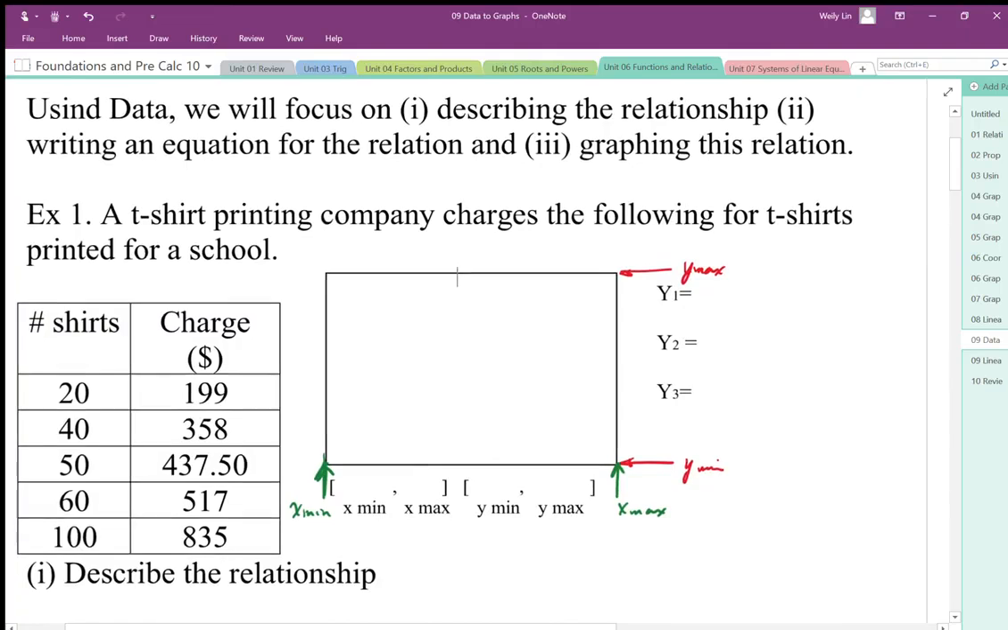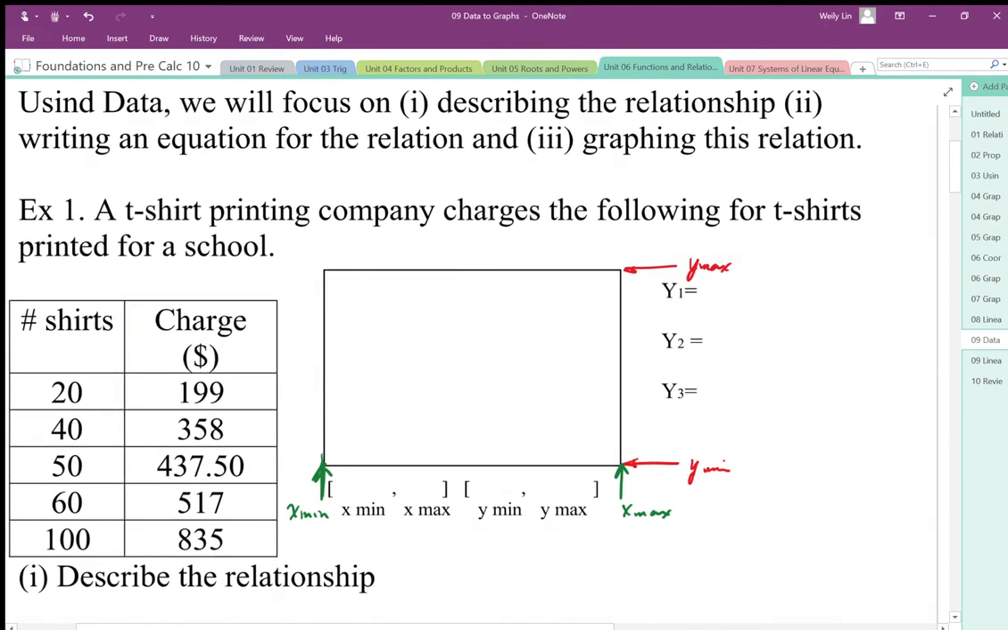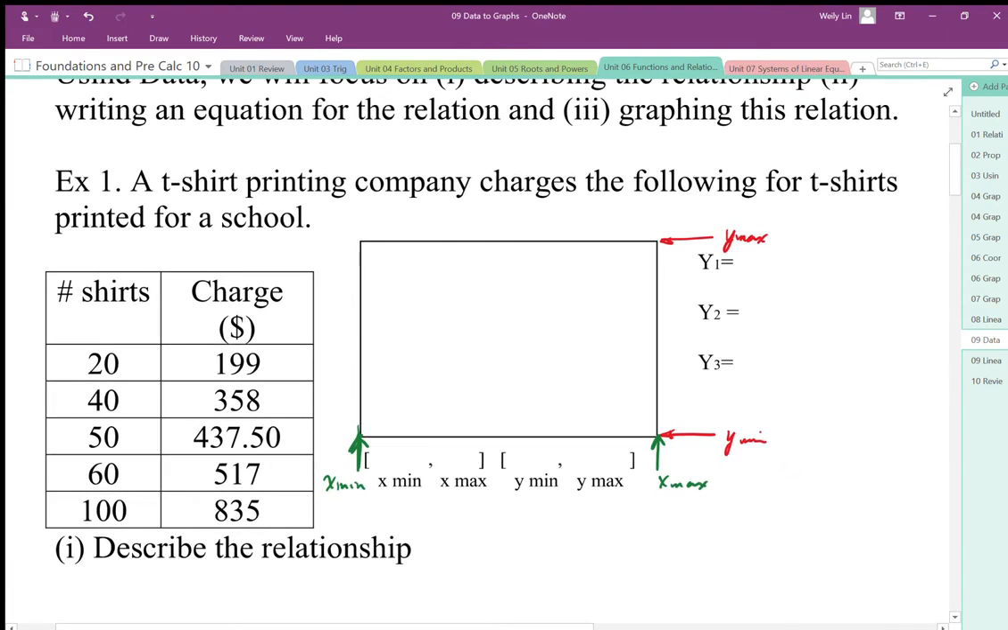So this is the relationship. A t-shirt printing company charges the following for t-shirts printed for school. And again, with all these ones we're just going to focus on linear relationships, so we should expect a straight line relationship. So this is what the relationship looks like. For 20 shirts, we charge $199. For 40 shirts, we charge $358.50, $437.50, etc.